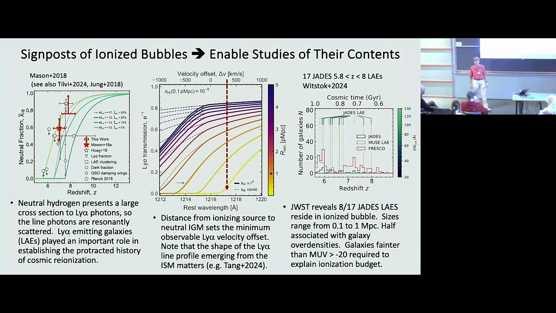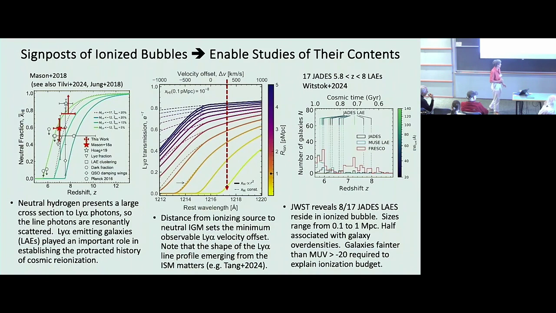Now in the JWST era, this is a summary from a recent paper by Joris Wittstock that combines 17 JADES galaxies and some other samples of Lyman alpha emitters from the other big surveys. You can see in JADES alone, about half, okay, of those 17 galaxies, based on their Lyman alpha velocity offsets, seem to reside in large ionized bubbles. These are bubbles with sizes of about 1/10 to 1 megaparsec in proper units. Interesting also is that about half of these Lyman alpha emitters seem to be associated with overdensities of galaxies.